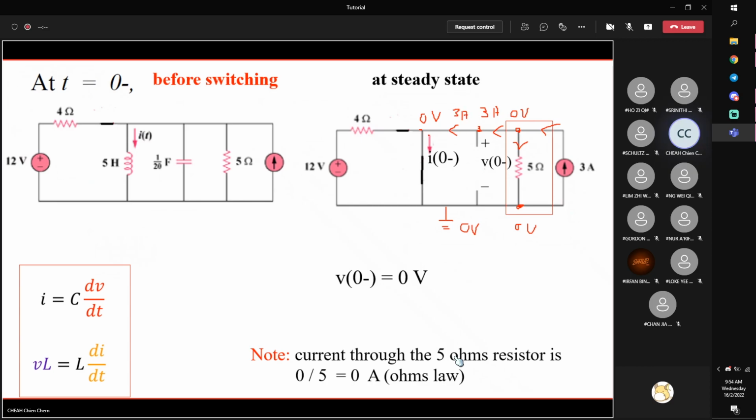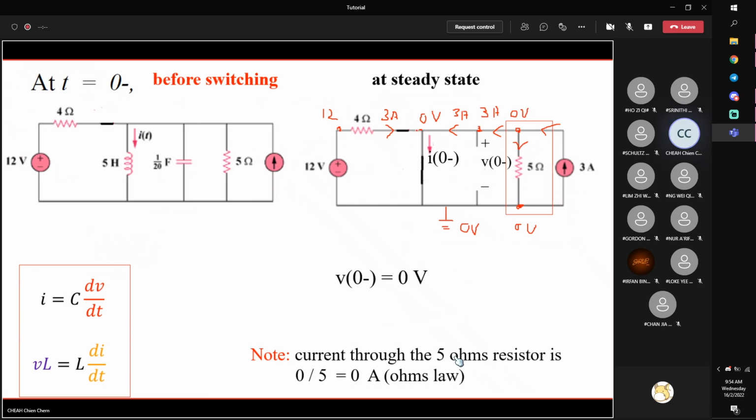Okay, come to this junction, right? Notice that here there's 12 volts, this is 0 volts. There's a potential difference now. This 12, this 0. So therefore the current flowing through this is basically 12 divided by 4, right? 12 divided by 4, which is 3 ampere. 12 volts divided by 4.